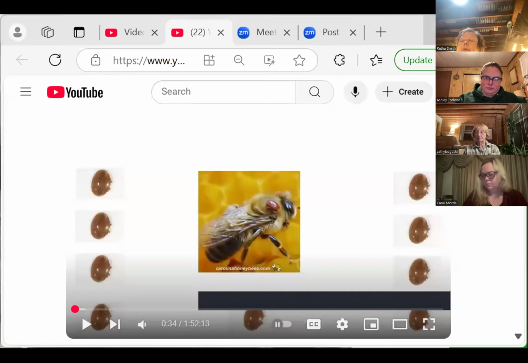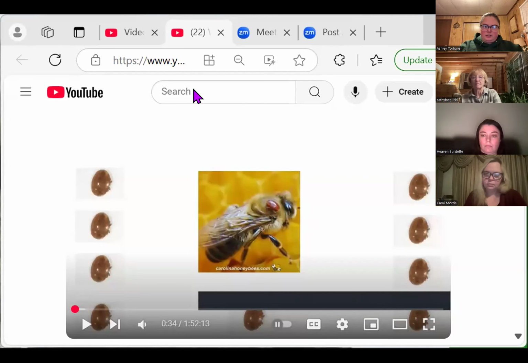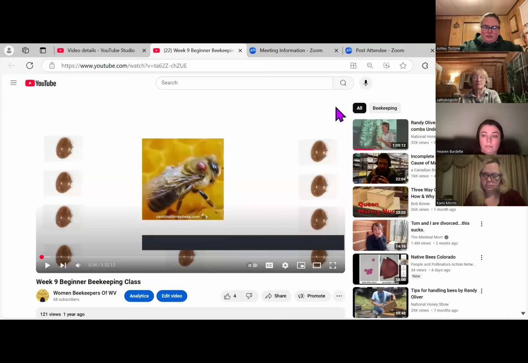What color are they both? White. Which one's soft and which one's hard? Chalk brood is soft, and stone brood is hard. Brown. What is evidence of nosema outside of your hive? Yellow poop marks. They pooped everywhere. It's usually darker. It's not usually yellow.